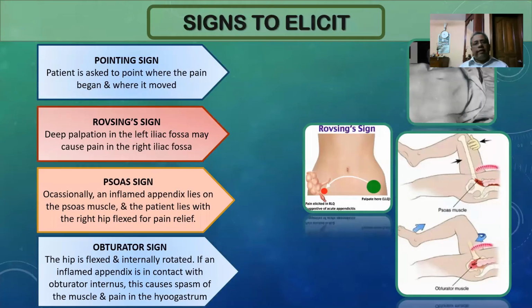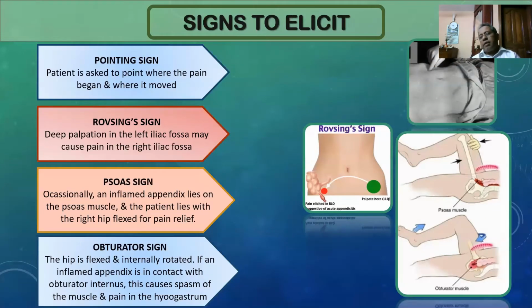The signs to elicit: the pointing sign. In children particularly, if you take the history very carefully and elaborately, asking where they first felt the pain and where the pain is now, and say, show me where the pain is, then a good intelligent patient can directly point to the site of pain. That is the pointing sign. The patient is asked to point where the pain began and where it moved.